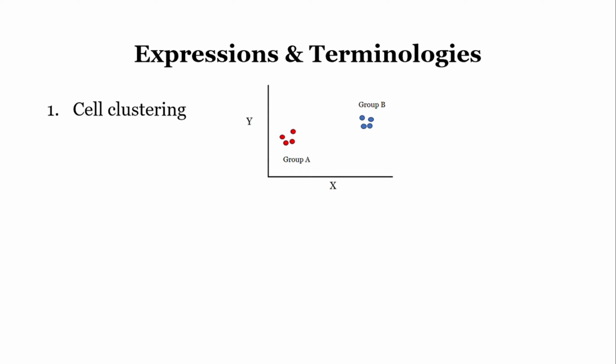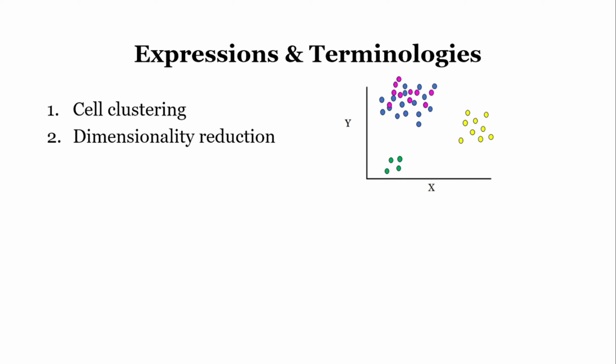In single-cell RNA sequencing analysis, there are several unique expressions and terminologies specific to that field. Here are some examples. Cell clustering. In single-cell RNA sequencing analysis, cells are often clustered based on their gene expression profiles to identify distinct cell populations or cell types. Terms such as cell clustering, cell analysis, or cluster identification are commonly used.